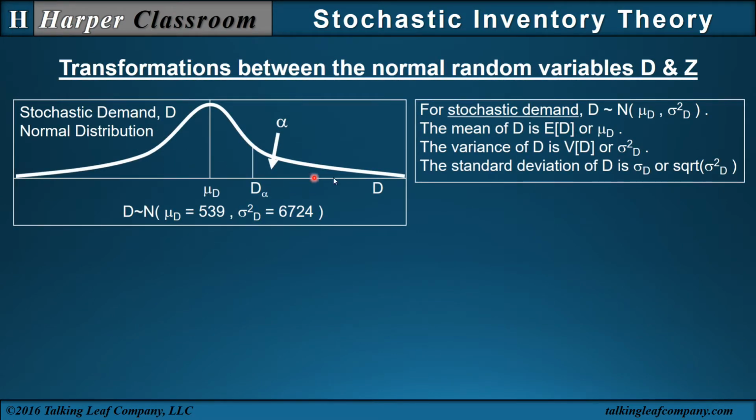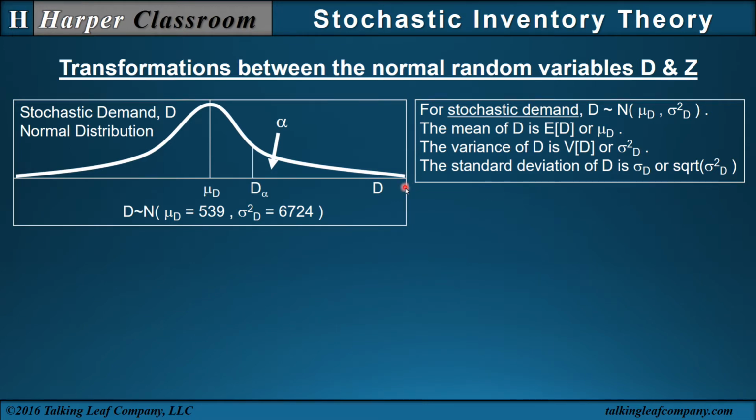Suppose our demand is a random variable, d, which follows a normal distribution. Well, for stochastic demand, where stochastic means random, d follows N, which is normal, with a mean of mu and a variance of sigma squared, where the mean of d is the expectation of d, or mu of d, and the variance of d is V of d, where V stands for variance, or sigma squared d, and the standard deviation is the square root of the variance.